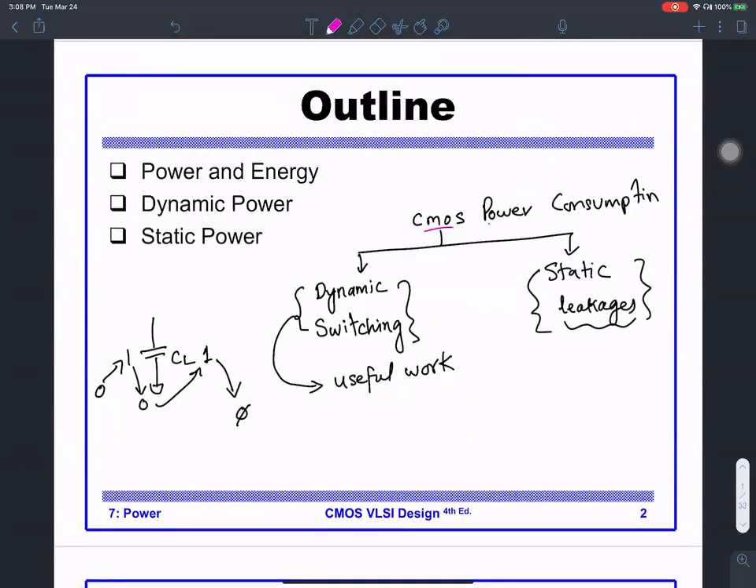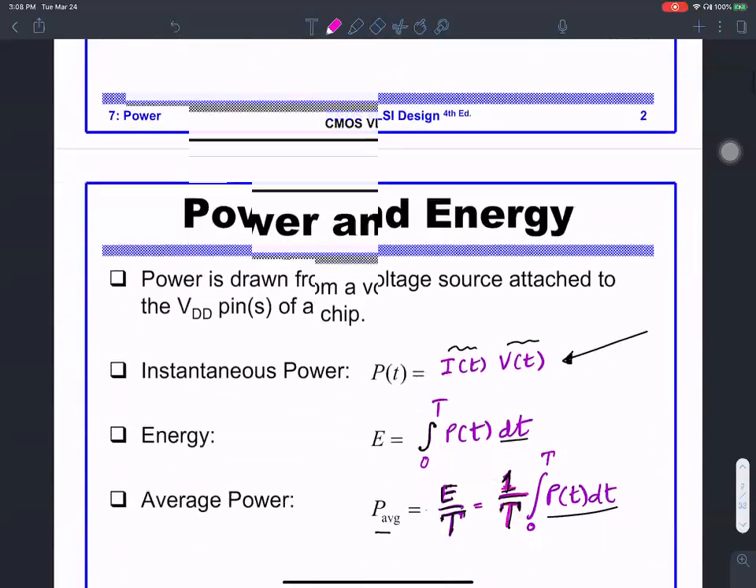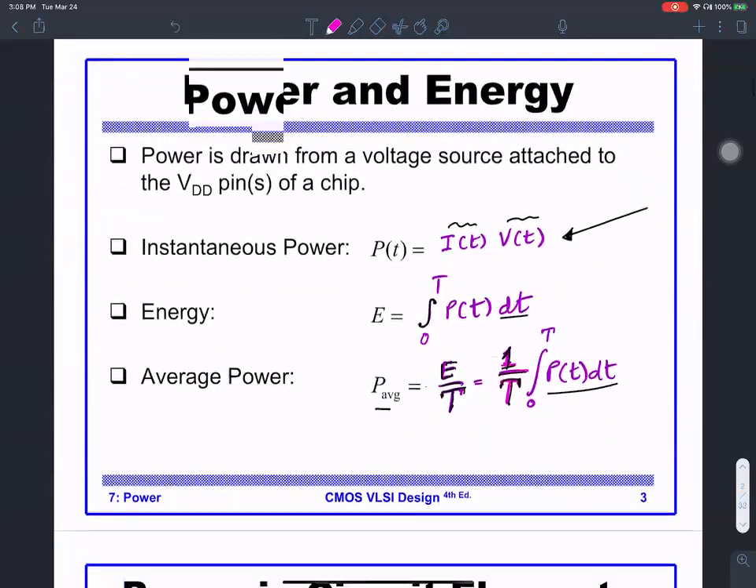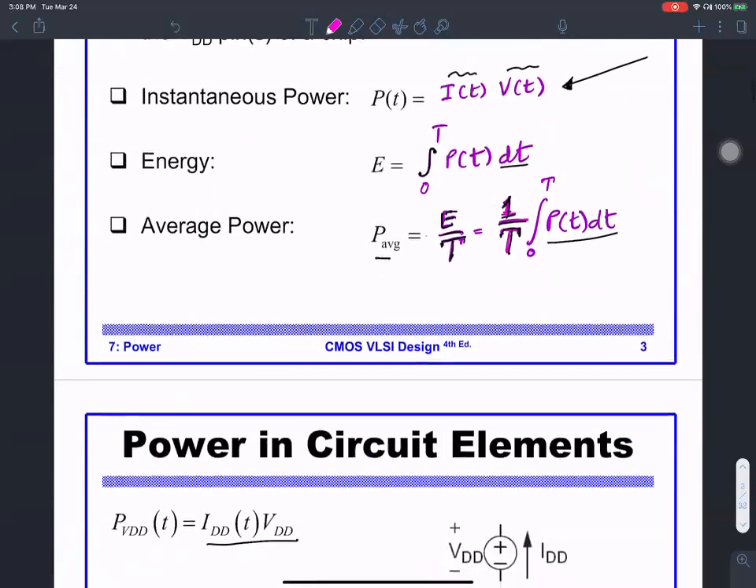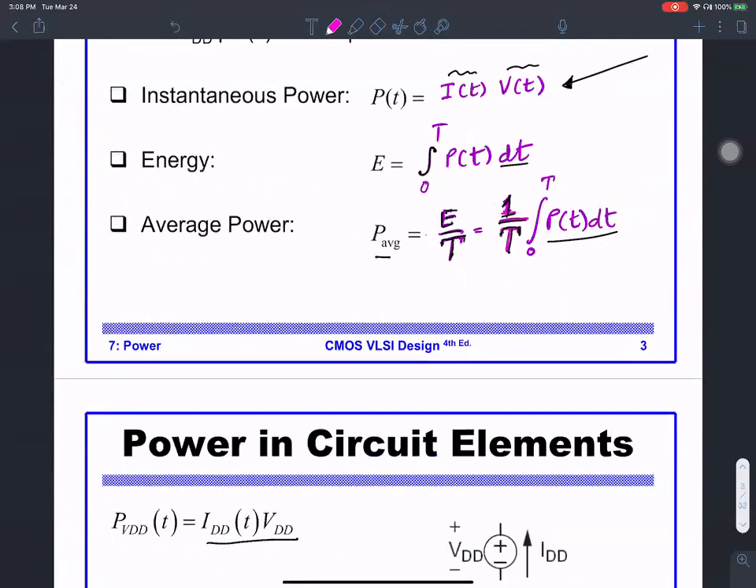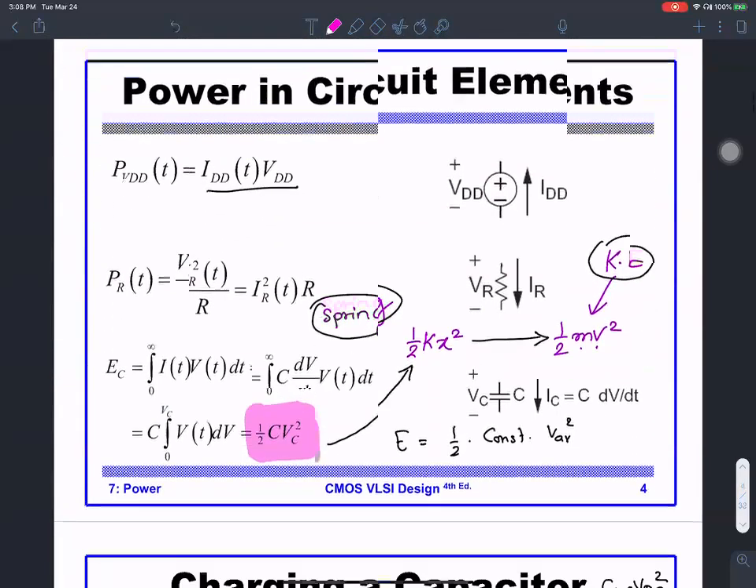In CMOS, the power consumption is usually in two different paradigms: the dynamic switching, that is when most of the useful work is being done, and also static power consumption, which mostly comes from leakages. Okay, that's what we looked at. We looked at the fundamental equations for power, energy, and average power.